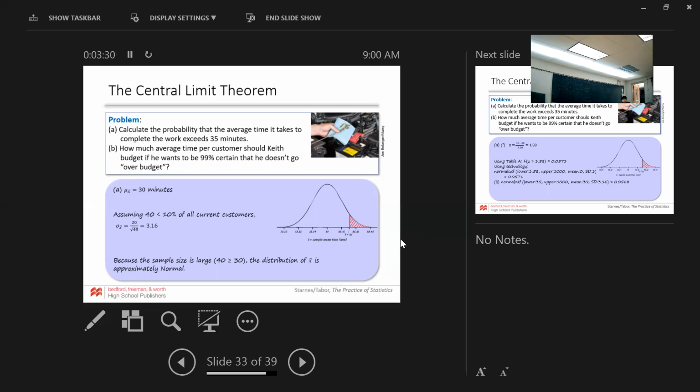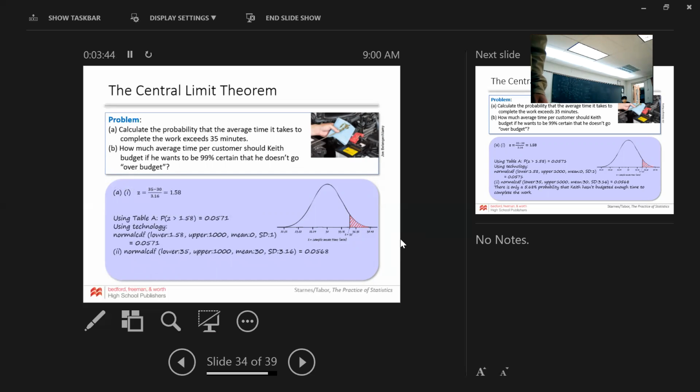Well, then, he should budget 40 minutes. Yeah, but then he's going to fit fewer customers in. Does that make sense? He's trying to maximize the people who get in there and minimize the waste. So what does that tell you? Well, if you do normal CDF, it's telling you a little less than 6% of the customers would go over the 35 minutes, which is like 1 in 19, 1 in 18.